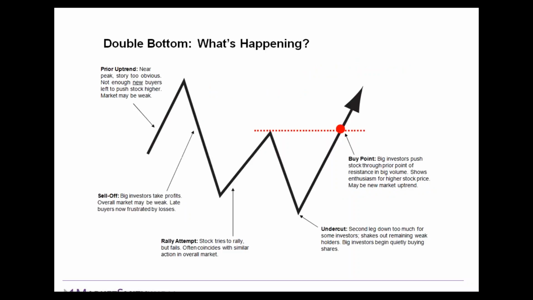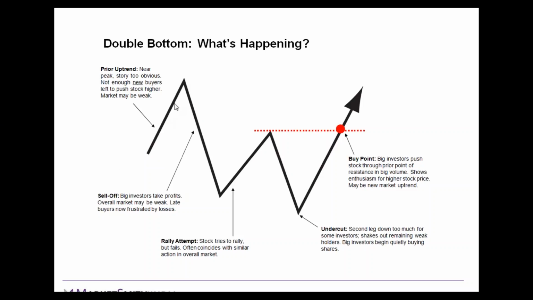Okay, so what's happening? We looked at the characteristics of a double bottom. What's really happening when this kind of pattern forms? Okay, there is a prior uptrend. Prior uptrend is when institutions are buying the stock, but this is typically when everybody knows about it. So when everybody knows about it, there are not going to be enough new buyers to push the stock higher. That's why the stock consolidates in the first place.